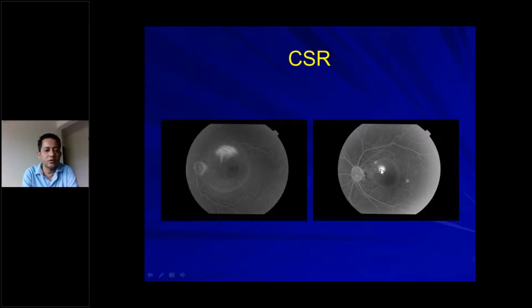So FFA in CSR, as you know, is important for diagnosis and also for treatment. When you have a CSR and you do an FFA, the focal laser treatment is based on where the leakage is. If the leakage is in the center of the fovea, then we cannot treat with laser. That is the foveal avascular zone. But if it's anywhere else, then we can treat with laser.